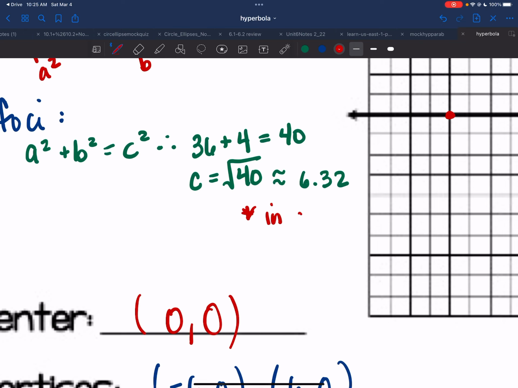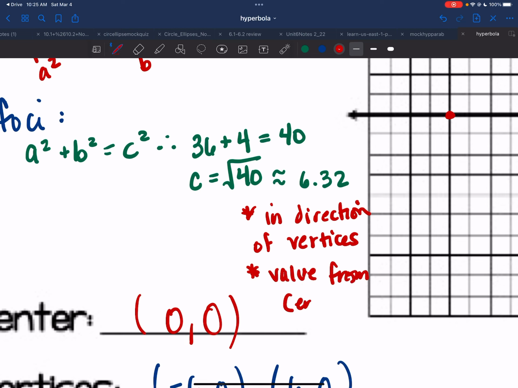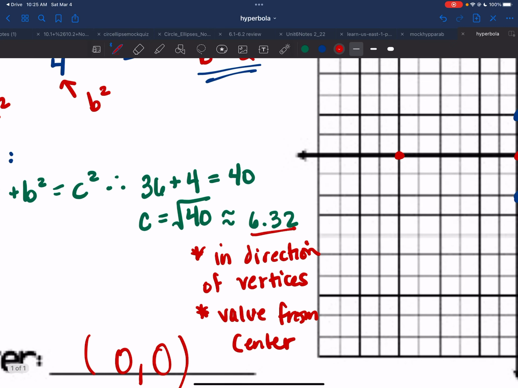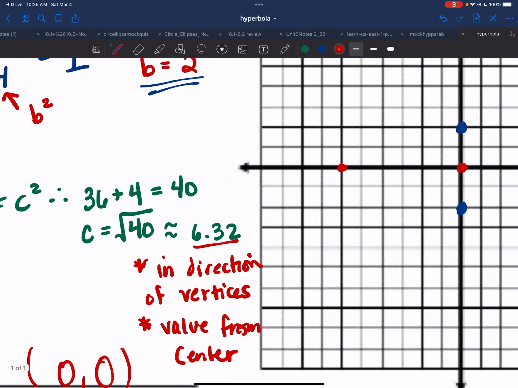It's in the direction of the vertices, and its value is from the center. So when I see that 6.32, I'm going from the center. So be careful if you do the plus your focus and minus your focus. You're going to want to make sure you go from your center. So that 6.32 would go in the negative, which would be right here. So it's really, really close.